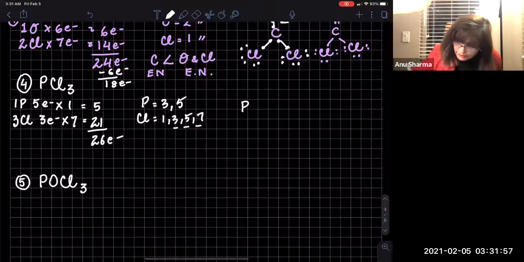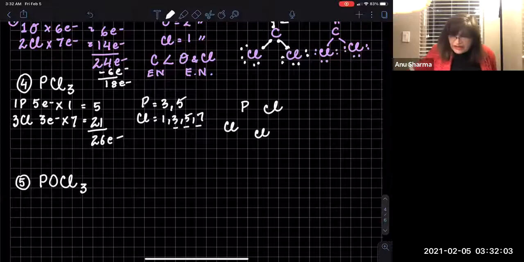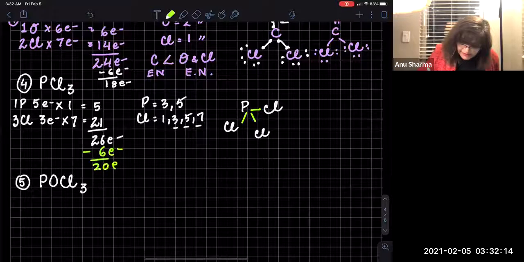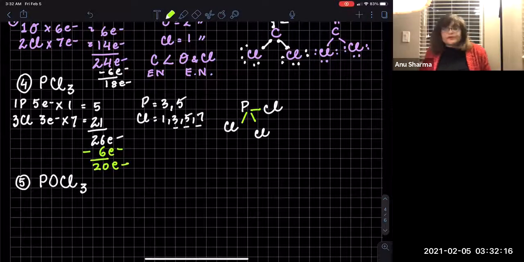So phosphorus is here, and the 3 chlorines are on the sides. Okay, and now you link them, and what do you get? You get 1, 2, 3, 4, 5, 6. So minus 6 electrons. So now you are left with 20 electrons. So where do you put those 20 electrons?